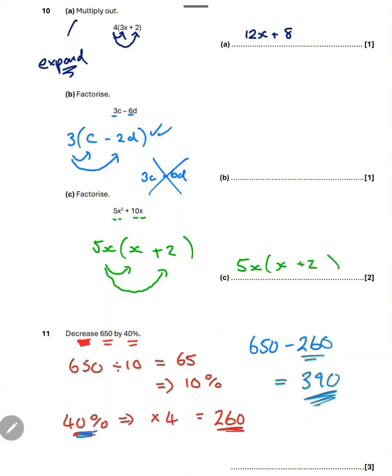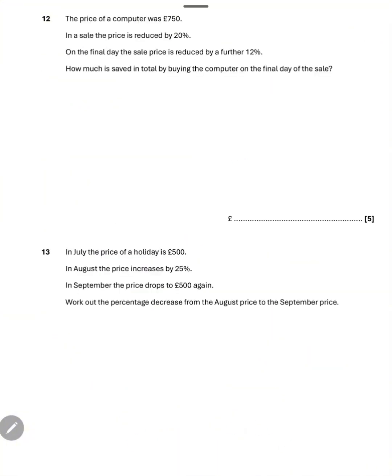There's lots of ways to do that, guys. You might know how to use the percentage button. You might have said, why not just find 60%? All good. I'm just talking you through a method that I think shows you a lot of maths at the same time. So question 12, we've got some more percentage work to do.